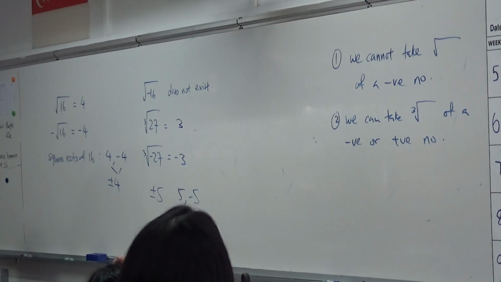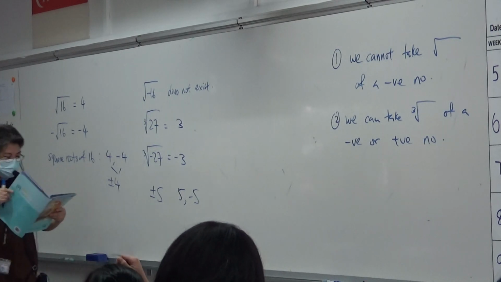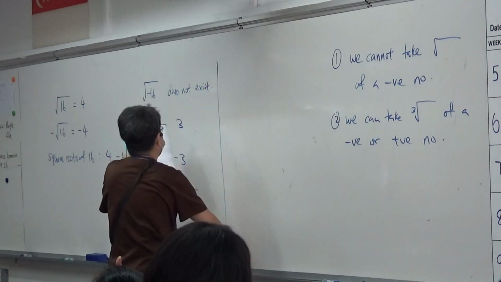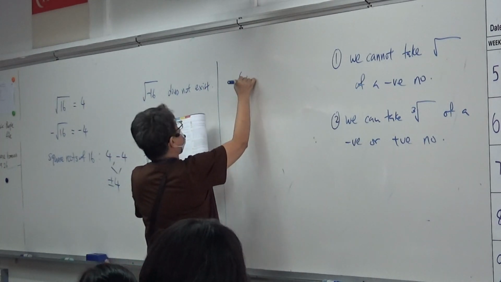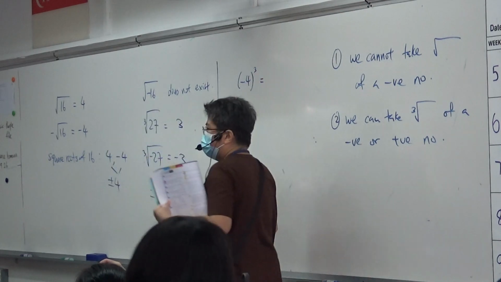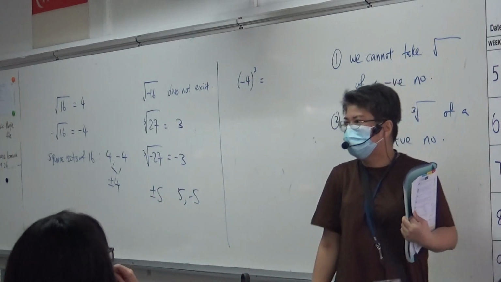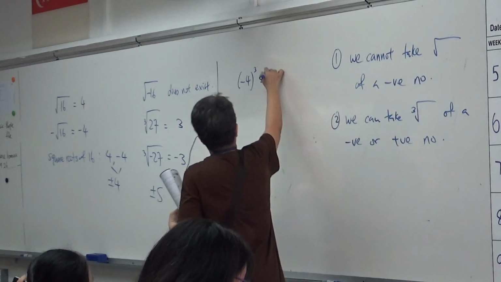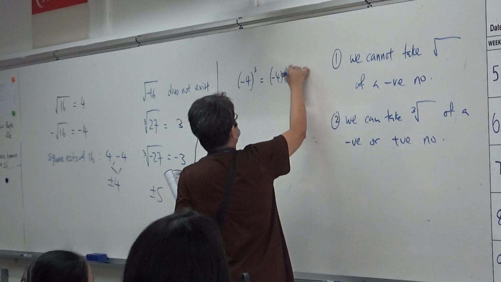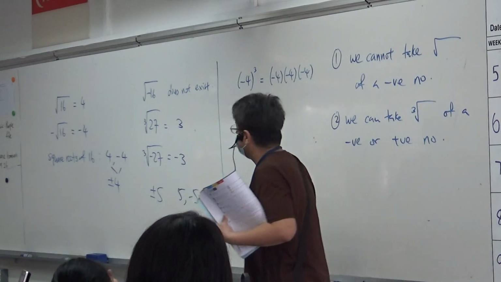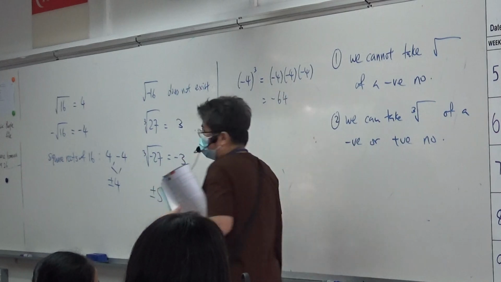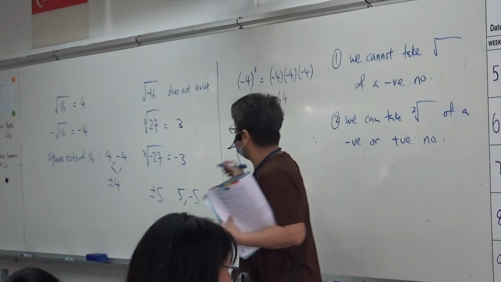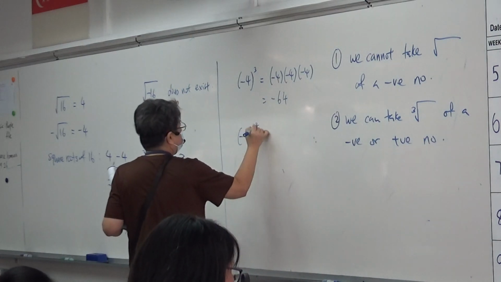Okay, good. Now, next, I want you to look at a few questions for me. What is this answer? Use your calculator. What's the meaning of this? Negative 4 times negative 4 times negative 4. What's the answer? Negative 64. If you key in the calculator straight, you should really get it. But you must key in the bracket. Okay? What about this?